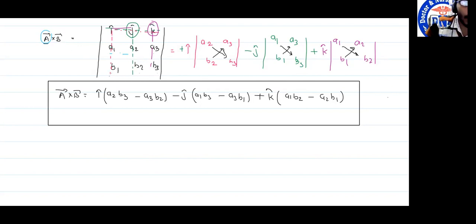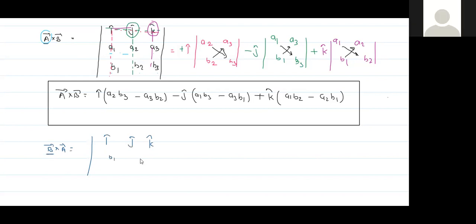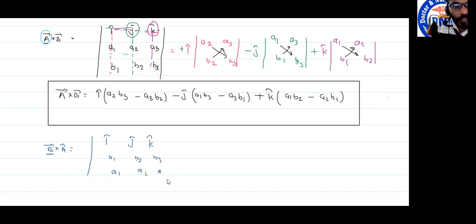Let's suppose I want to calculate B cross A. In that situation, you can write this as I, J, K. But the first vector is B, so write the components of vector B first: B1, B2, B3. Then A1, A2, A3. Okay.